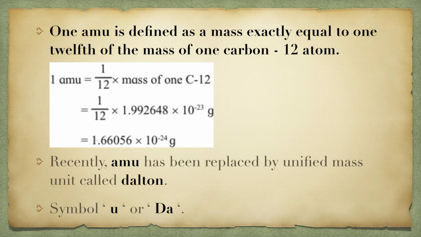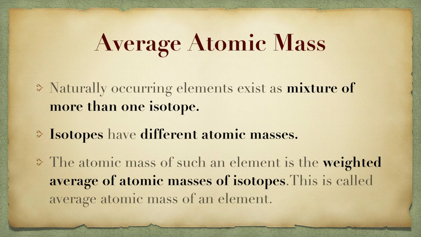One more thing, recently AMU has been replaced by the unified mass unit called Dalton. So we can also use the symbol U or Da. U refers to unified mass and Da refers to Dalton. Please learn these formulas whatever I have given you. And what is Na equal to? Na is Avogadro's number, equal to 6.022 × 10^23 atoms, molecules or ions.